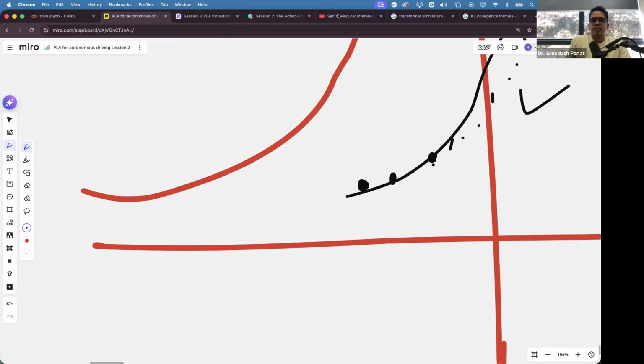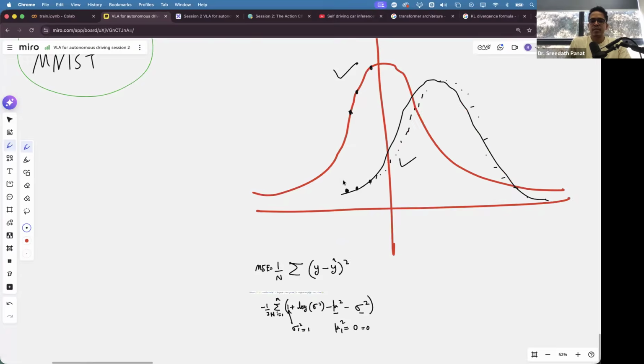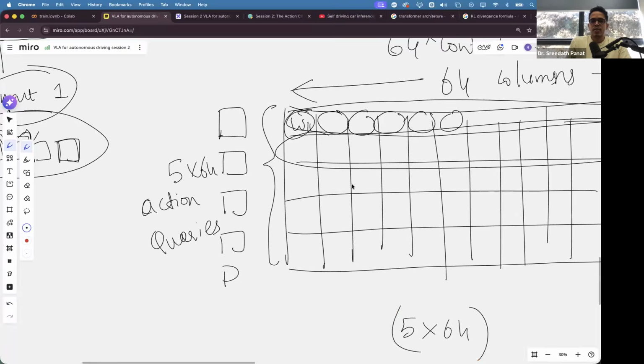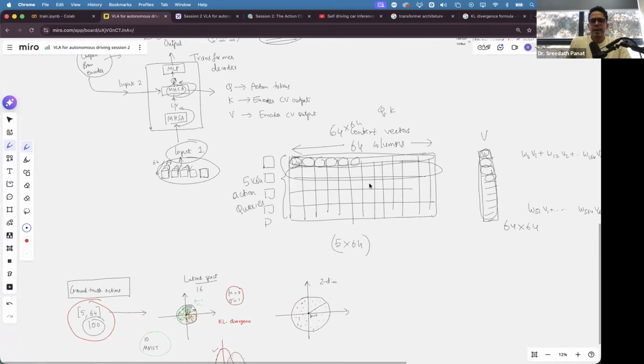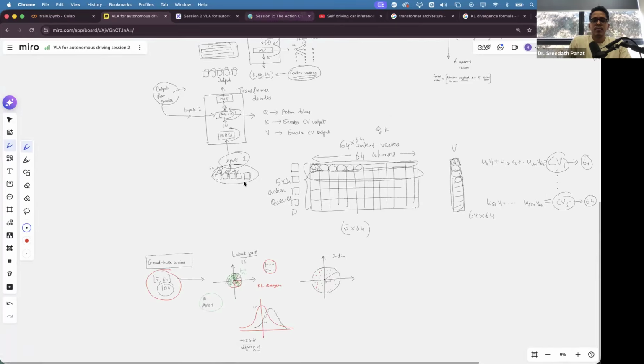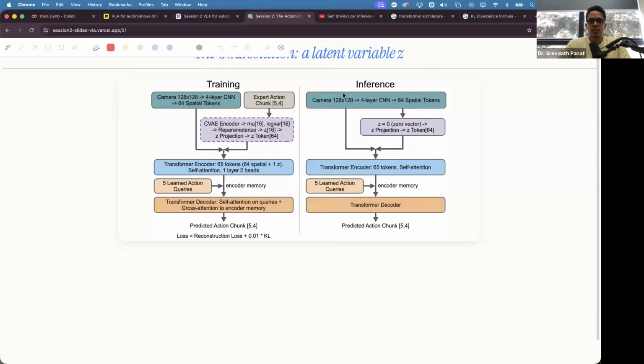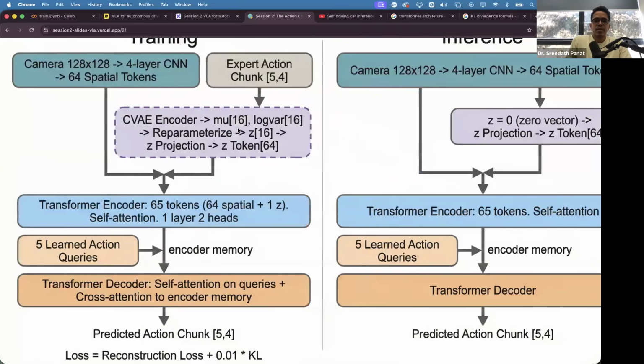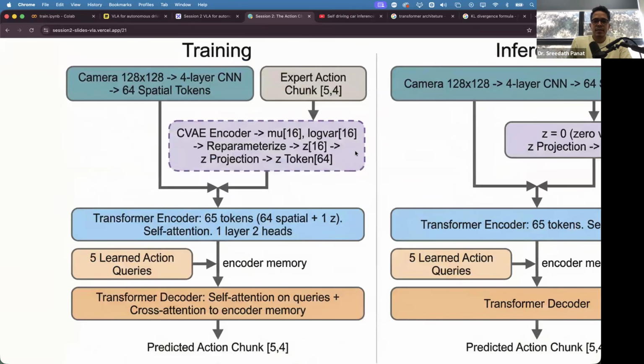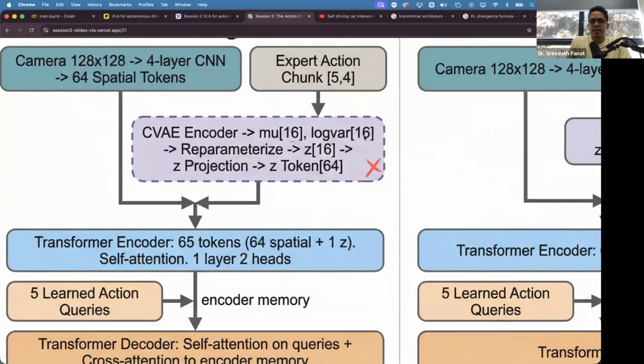Now I'll tell you where all of this comes into the picture in the vision language action transformer architecture. So what we do is we try to use this conditional variational autoencoder. Let me just show you this image. If CVAE was not present, this whole block will be absent. But now this block is there. So what it does is you have an action chunk. This action chunk of 5 actions of 4 dimensions is now projected into a space of dimension 16.